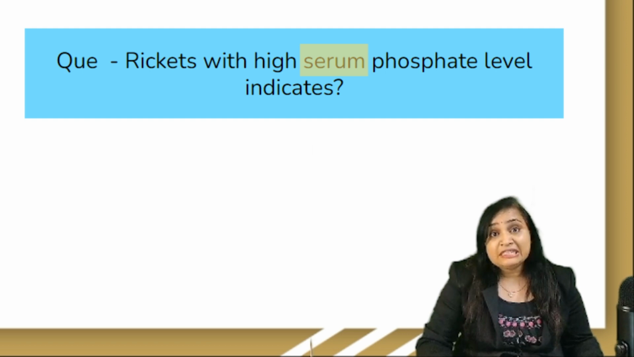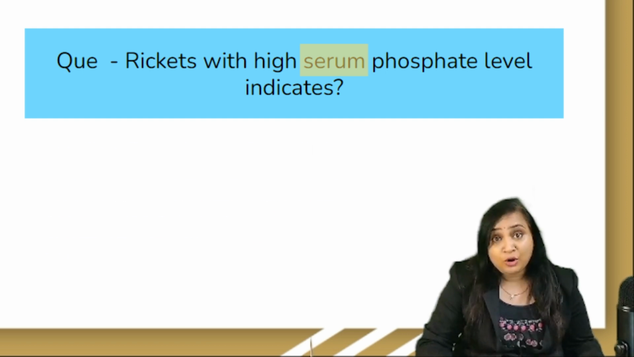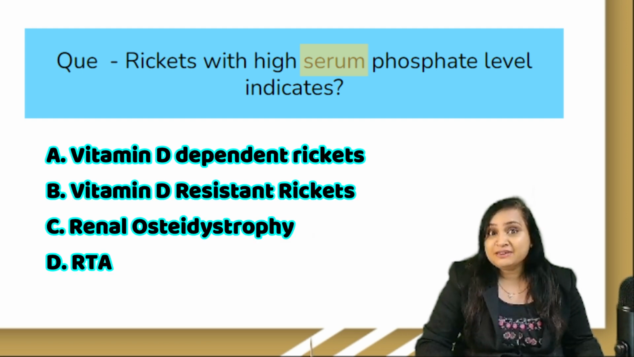Rickets with increased serum phosphate is seen in, your options are vitamin D dependent rickets, vitamin D resistant rickets, renal osteodystrophy, or it is RTA. Think. Now just change one word.